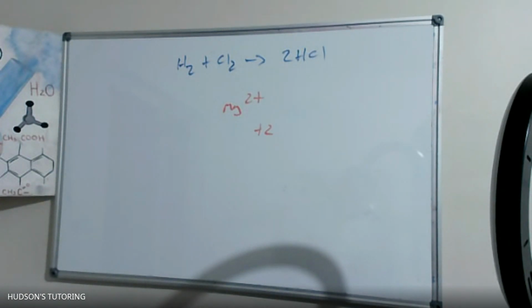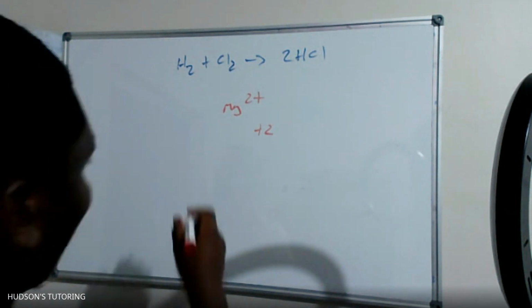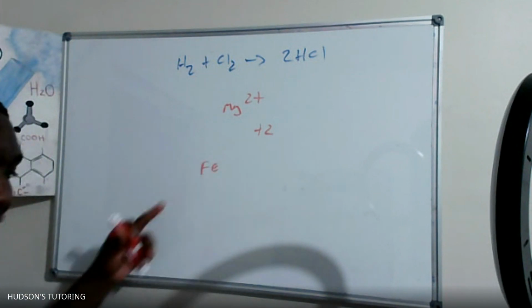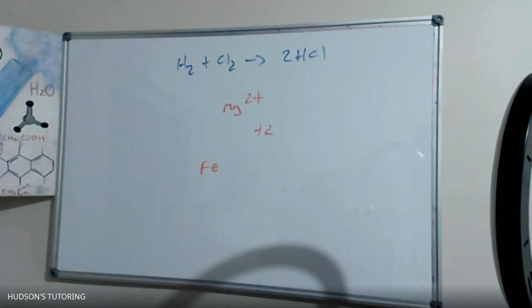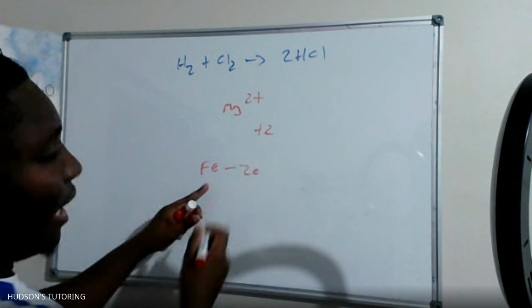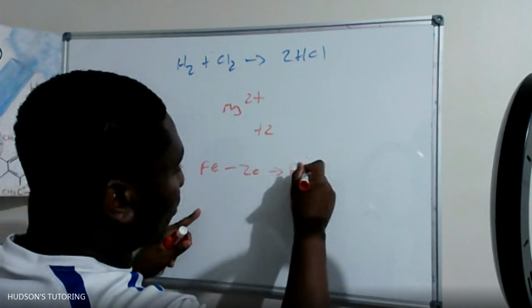Now, a point to note is that metals tend to lose electrons, as was said before, right? So they're going to have a positive oxidation state, while non-metals on the other hand gain electrons, so they're going to have a negative oxidation state. So for example, if I'm looking at something like iron, then iron here will lose 2 electrons to form Fe2+.